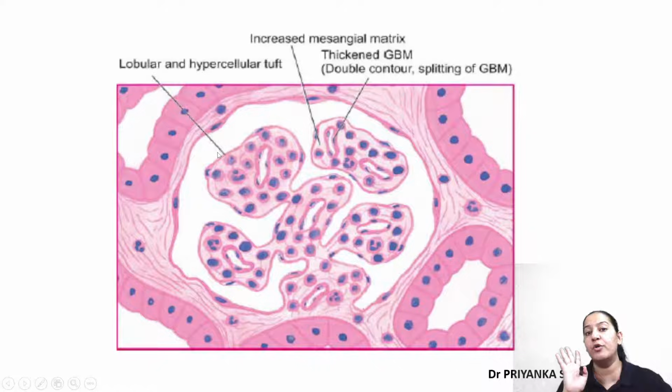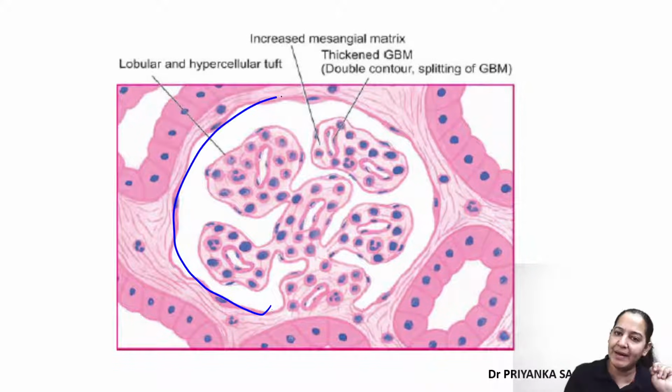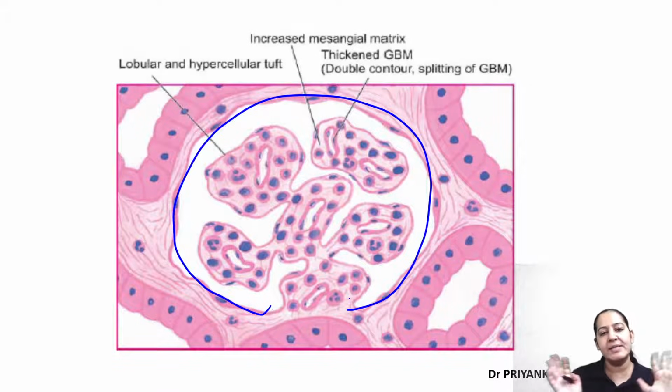Now you will tell me what you will appreciate in this diagram. You are appreciating two things. Number one, see the glomerulus. सबसे पहले glomerulus देखो. See the glomerulus. Now inside the glomerulus, try to see the two findings. Where are the capillaries? These are the loop of the capillaries.